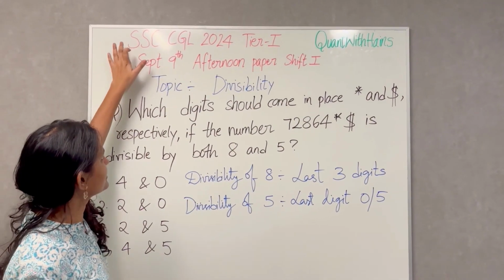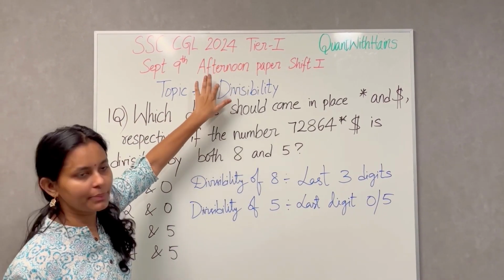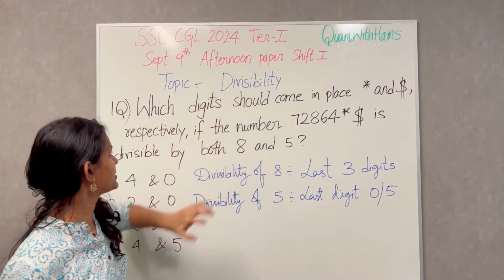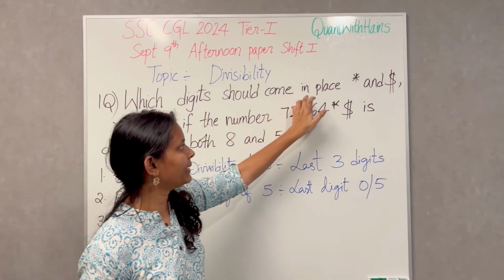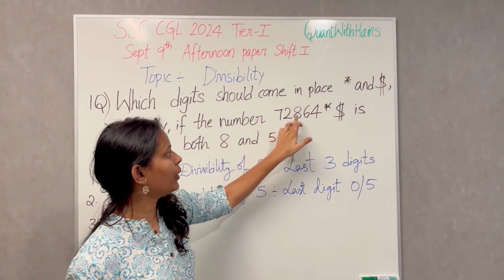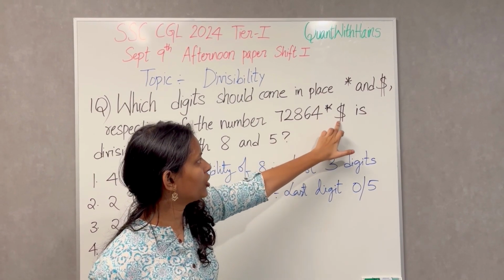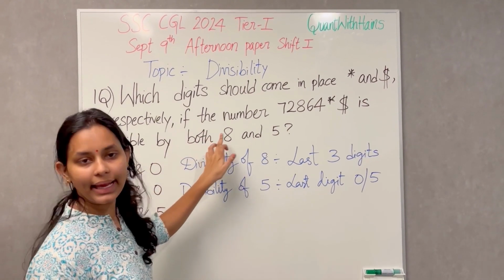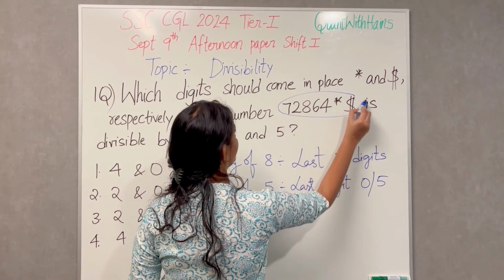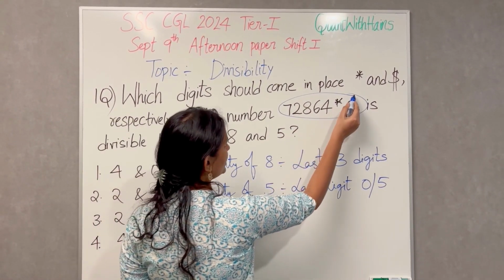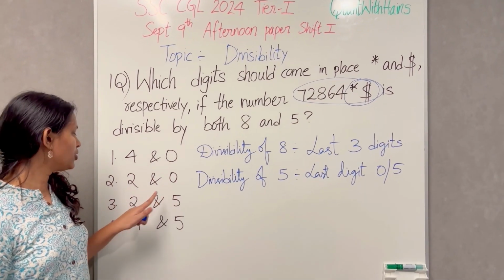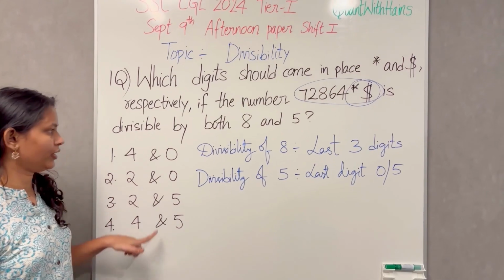Here let us analyze the SSC CGL 2024 question paper. The first question is on divisibility test. Which digits should come in place of star and dollar respectively if the number 72864 star dollar is divisible by both 8 and 5? The options are 4 and 0, 2 and 0, 2 and 5, 4 and 5. We need to find out.